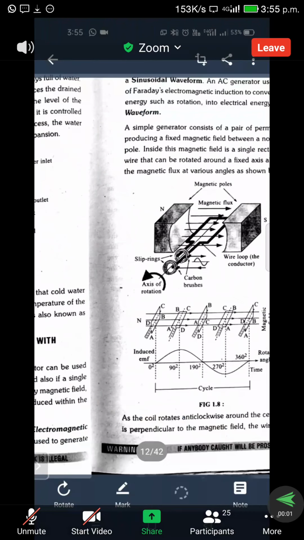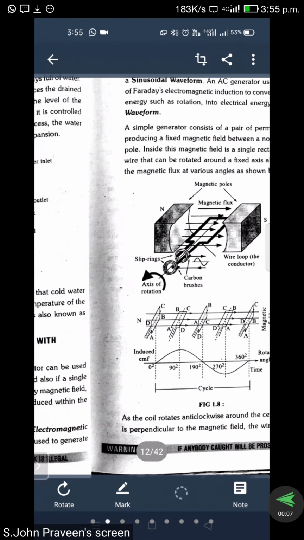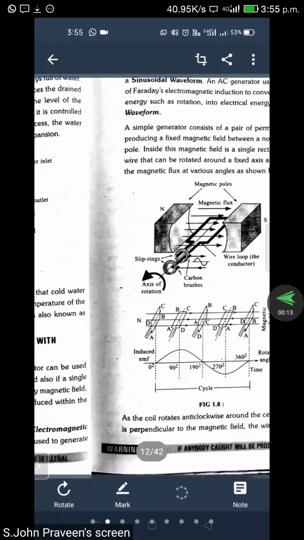Anything. So means conductor, magnetic field, and there is a relative motion. So these are the requirements. Basic requirements is the two only. One, magnetic field is essential. Second one, conductor is essential.